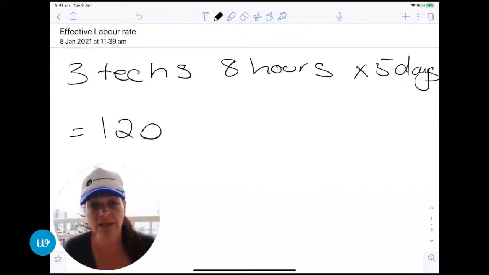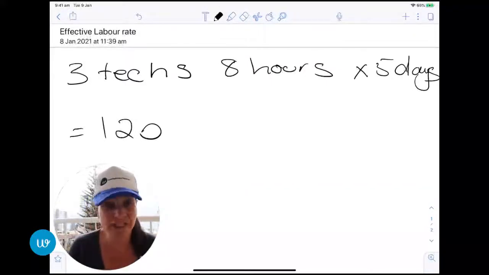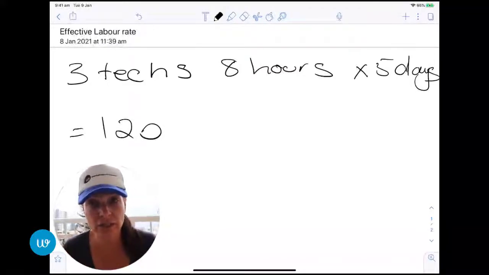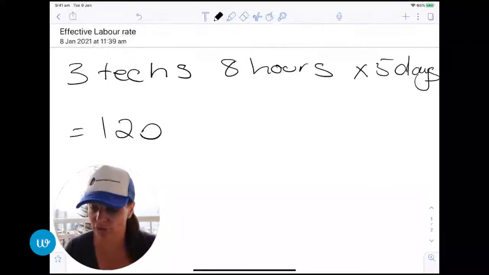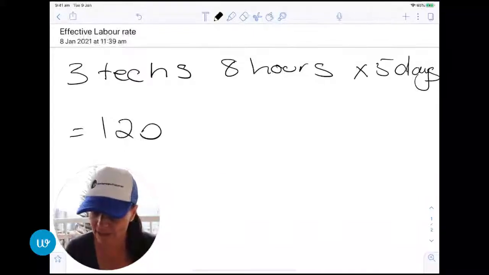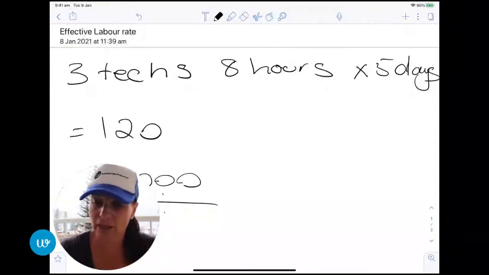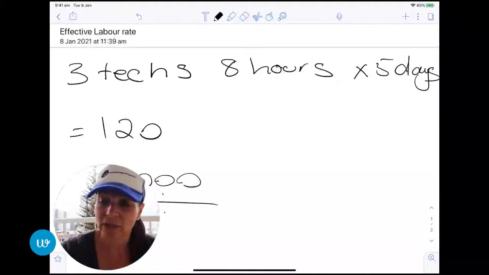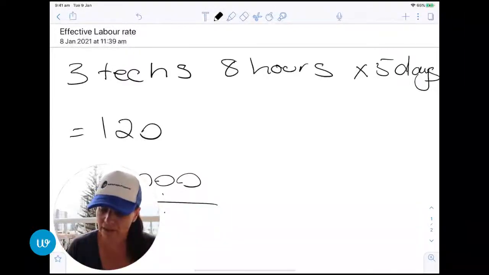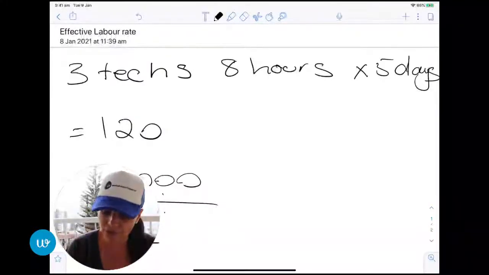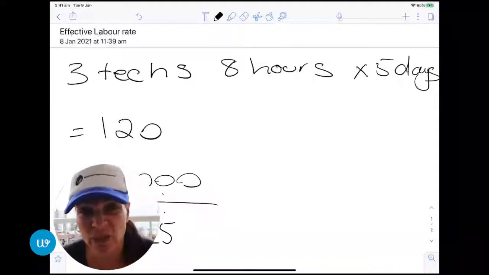So the way that we calculate our effective labour rate is to take our total sales over that same time period, so over the week. So let's say we did $15,000 in sales, and we divide that by our amount of hours that we had to sell. So just a quick calculation here gives us $125 an hour if we'd sold every single hour.